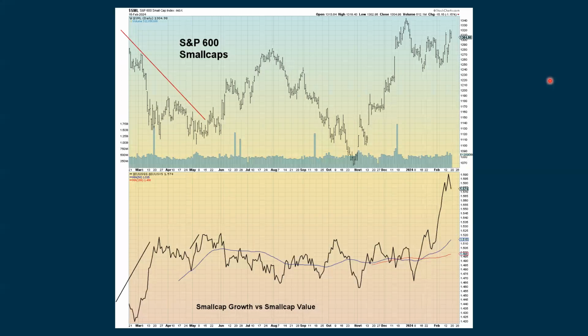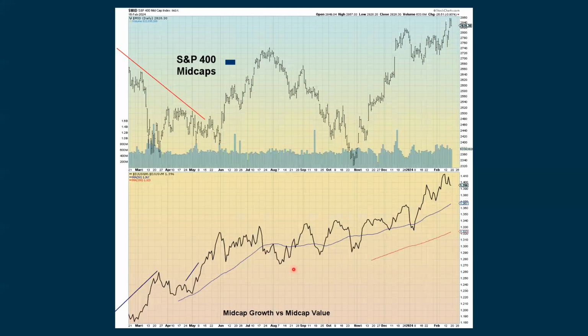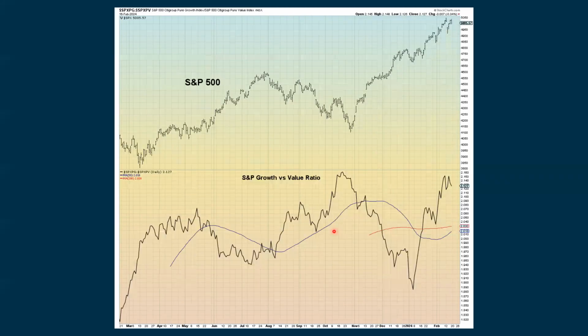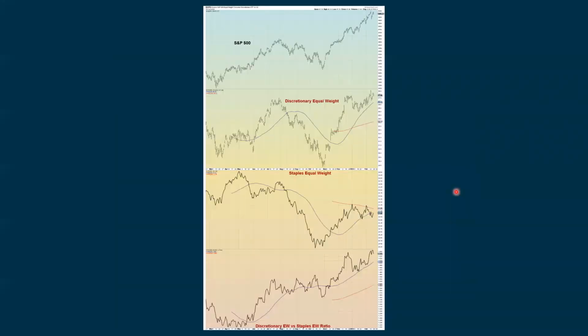Also, we did see some improvement here with small cap growth to value, where we're shooting out. Now, we came down in Friday's session, but this is breaking out of the range that it had been in for almost a year. We're also seeing some improvement, even though it came down in Friday's session, with the mid-cap growth to value. And we're also showing some improvement with S&P growth to value, even though it did pull back recently.